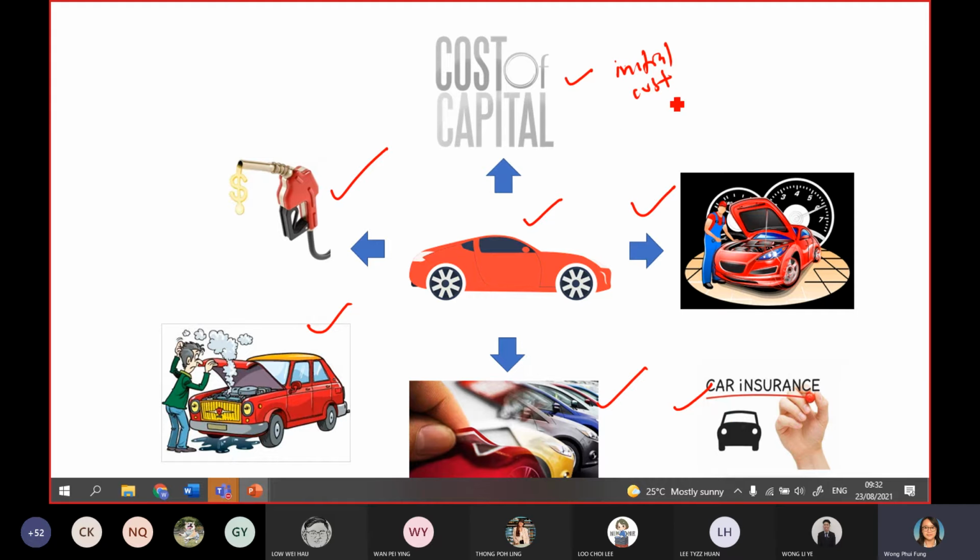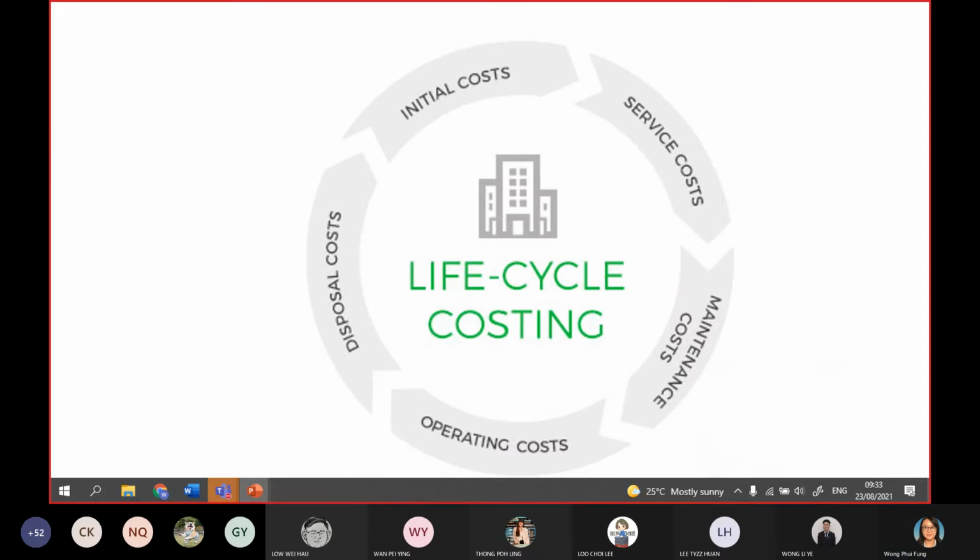End up, even though you pay very cheap cost at the beginning, but later on you spend more money to repair, to maintain, to service your car. So life cycle cost is not only just think about initial cost, but also consider the service cost, operating, maintenance, and last but not least, we also need to think about the disposal cost. That is what we say life cycle cost.